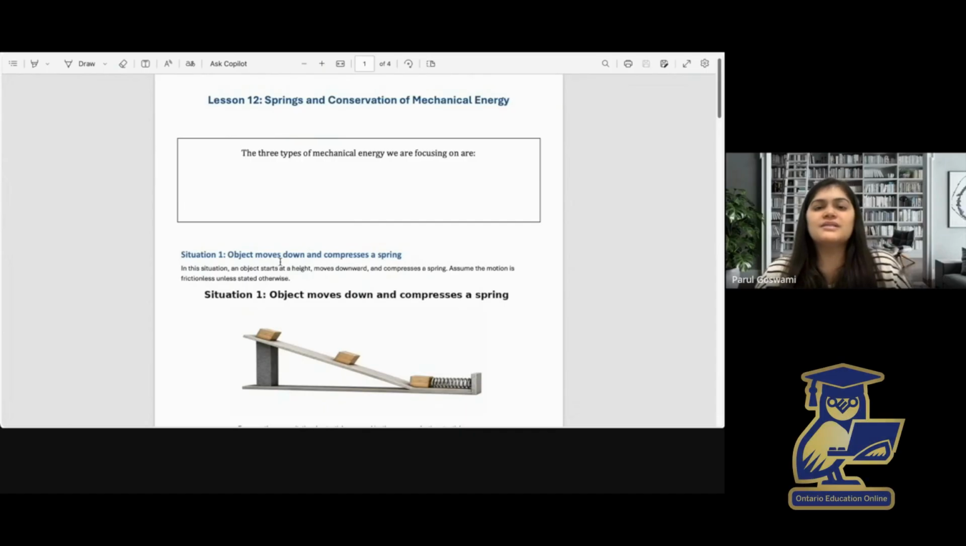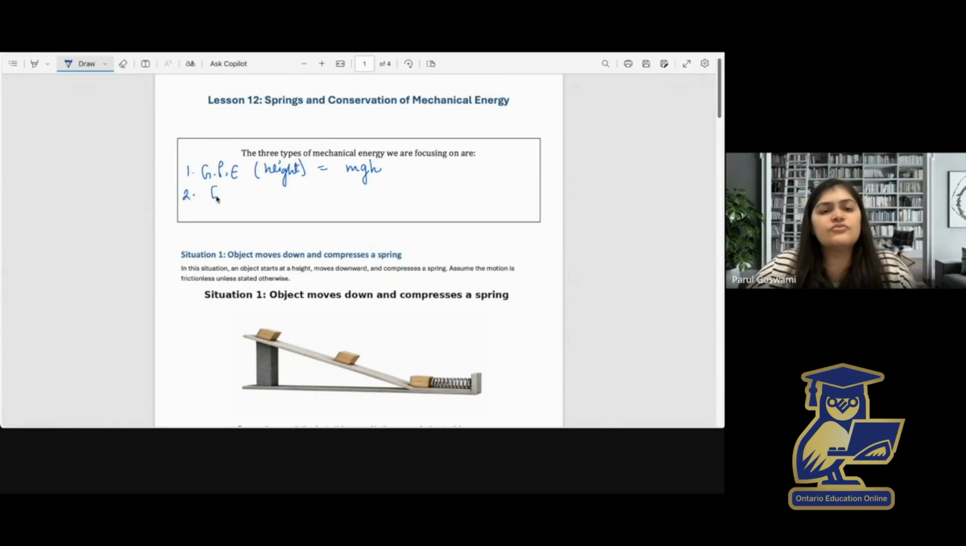Hi everyone. In this lesson, we are going to study conservation of mechanical energy using two spring situations. In both situations, we will focus on three types of mechanical energy. The first is GPE, which is gravitational potential energy. It is because of the height of the object, and the working equation is m times g times h, where m is the mass of the object, g is acceleration due to gravity, and h is the height.